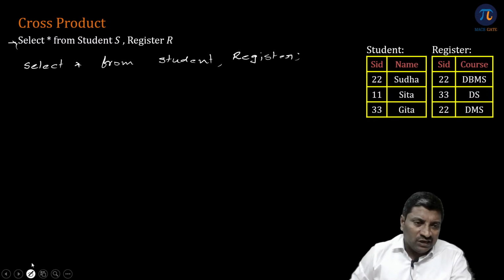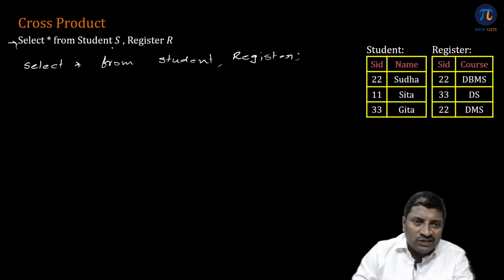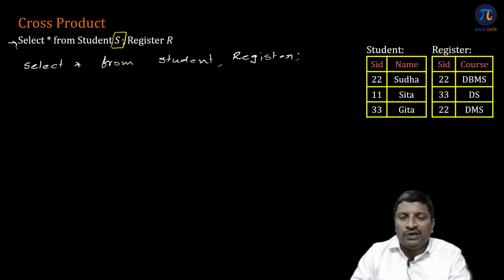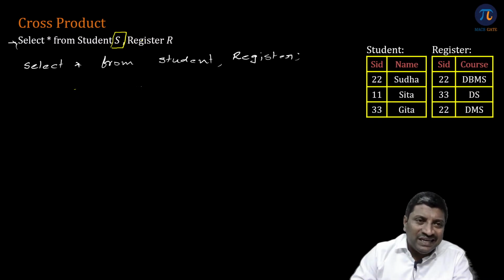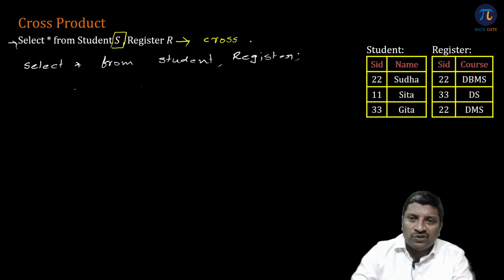But in the given one, what I have done is, this is the alias name, sir. So S represents student, R represents register. Whenever I need to form some conditions, instead of using the entire word student, I can simply use S. Similarly, I can use R. That is the intention, sir. But the story is the same. Here, if you observe, we have not used any keyword join. So it is equal to the cross product.